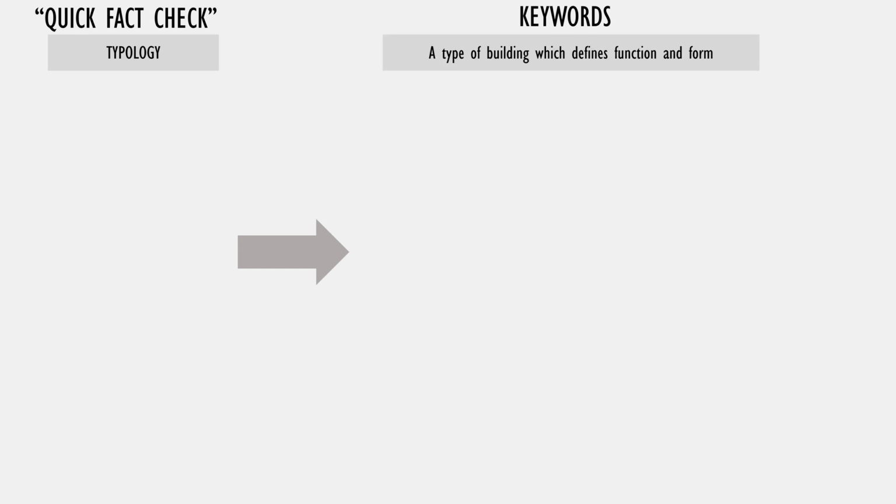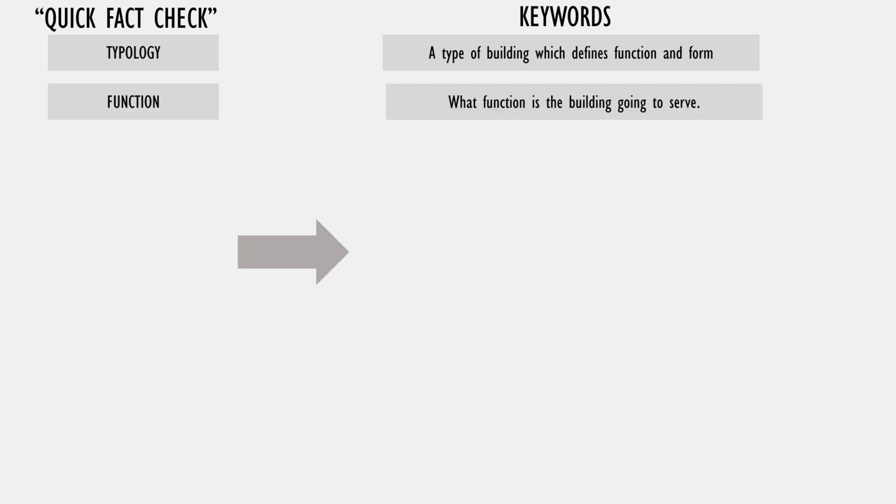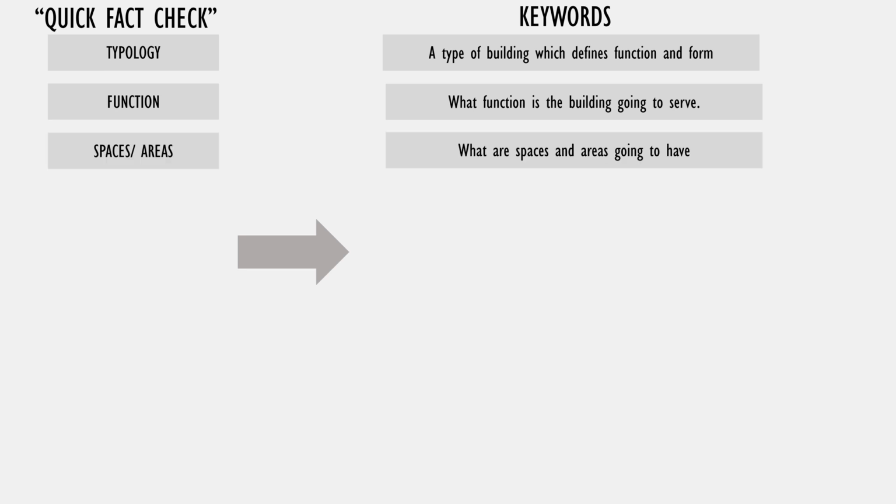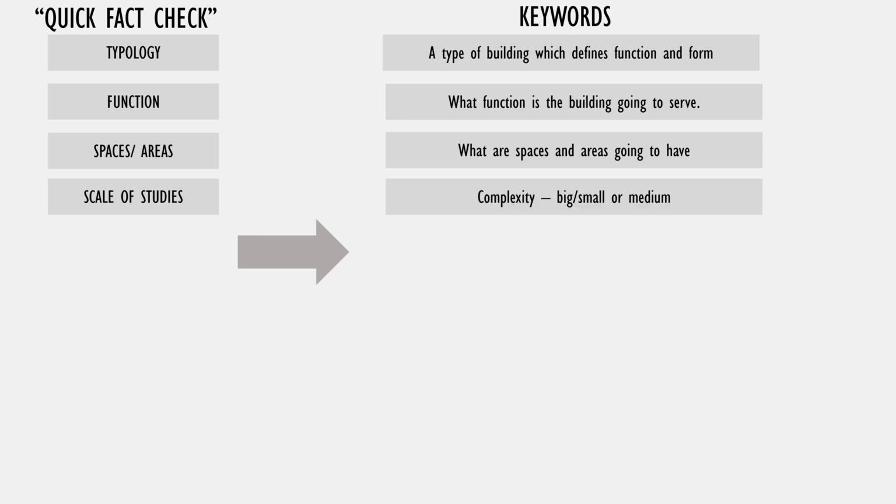Now let us understand the quick fact check and what will be their keywords. Typology. A type of a building which defines function and form. Function. What function is the building going to serve? Or what is its primary use of the building? Spaces or areas. What kind of spaces or areas are we going to have? Something which is similar to design program. Scale, complexity, and how big or small or medium sized project it is. What kind of complexities does it have? What kind of advanced technologies is it going to have?